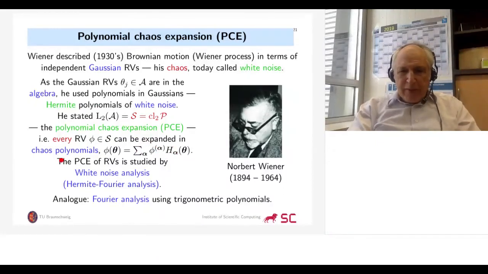Okay. So today this PCE, the abbreviation for polynomial chaos expansion of random variables, is studied, and this field is called white noise analysis. You can also call it Hermite Fourier analysis because it's exactly the analog of Fourier analysis. So what do you do in Fourier analysis? You take an arbitrary function and look at its expansion in trigonometric polynomials. Here we take an arbitrary random variable and look at its expansion in Hermite polynomials. Okay, so it's exactly an analog to Fourier analysis, and that's why it's called Hermite Fourier or white noise analysis.